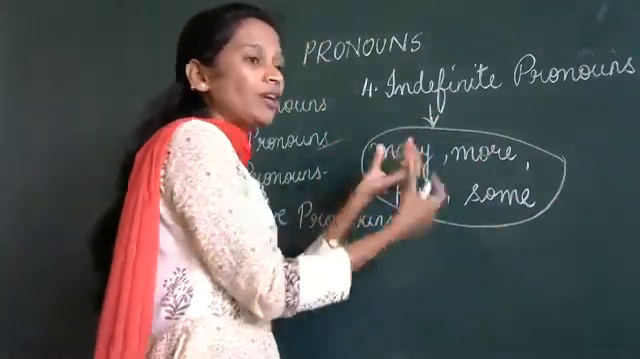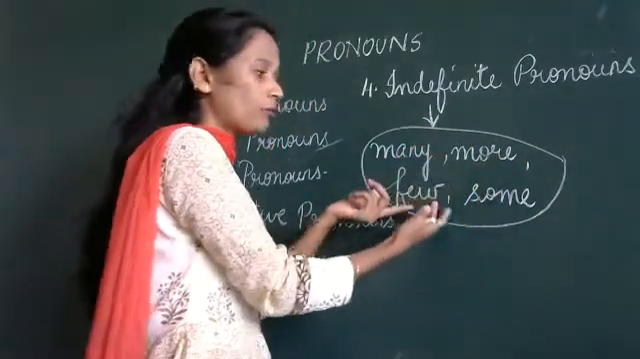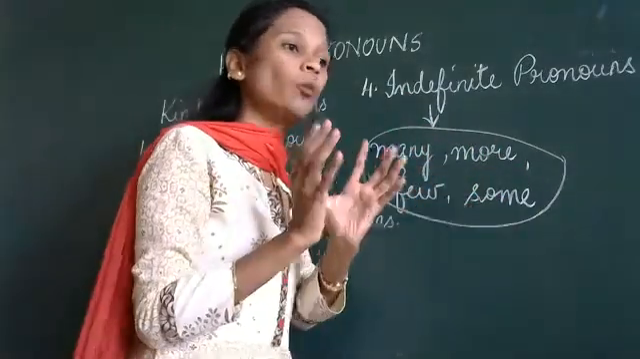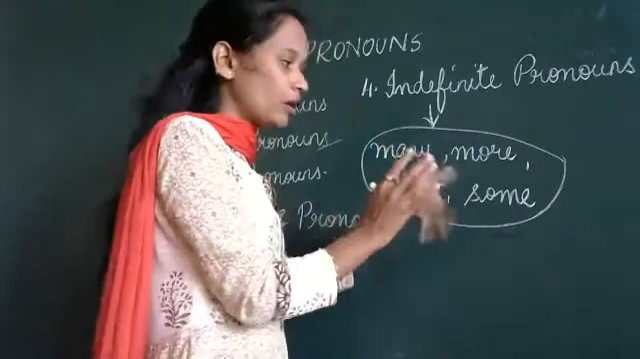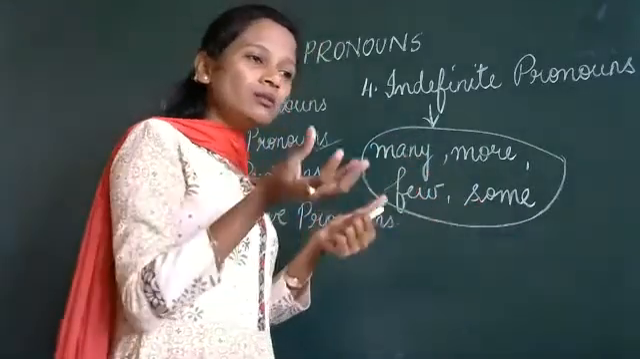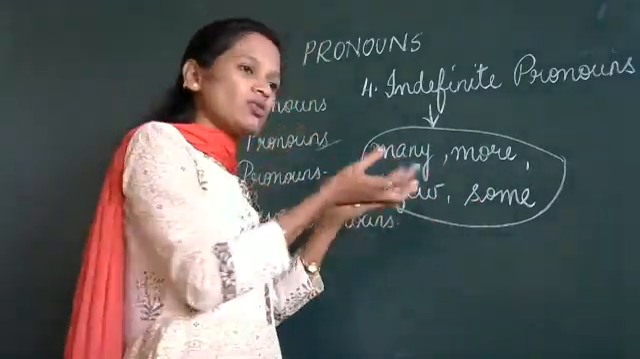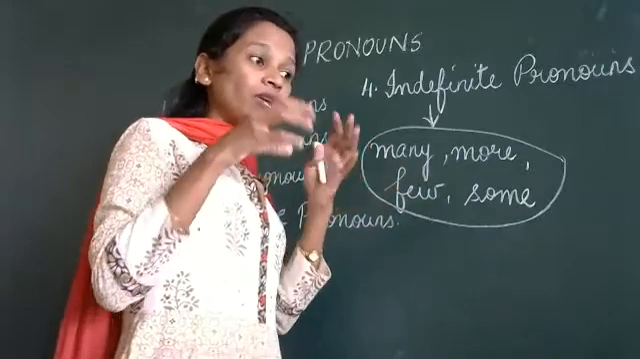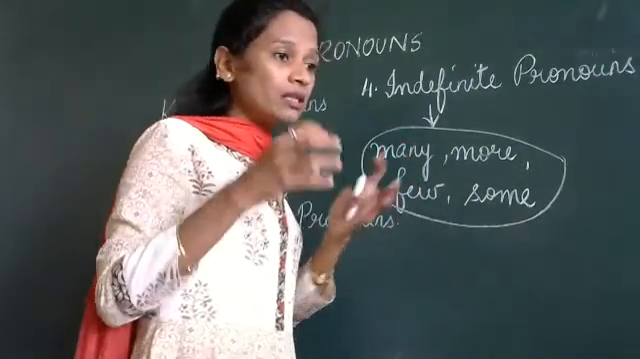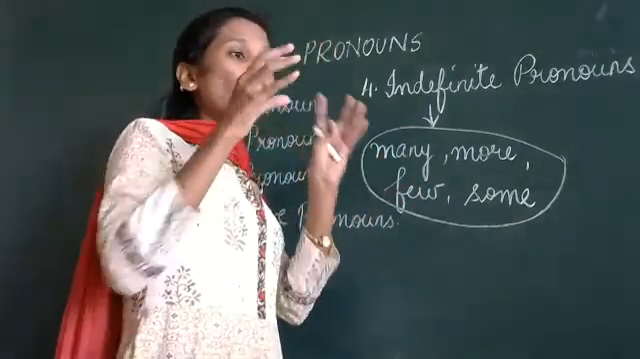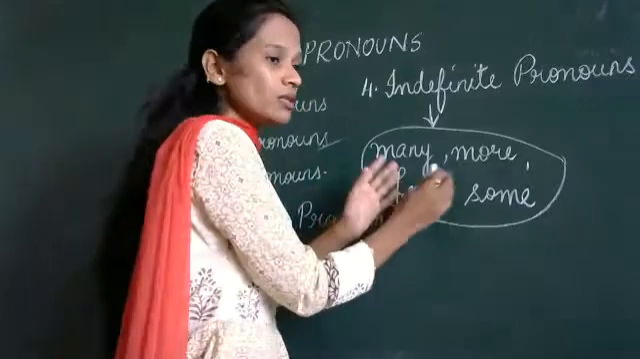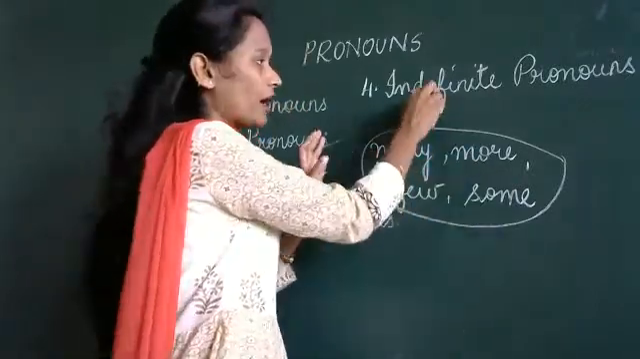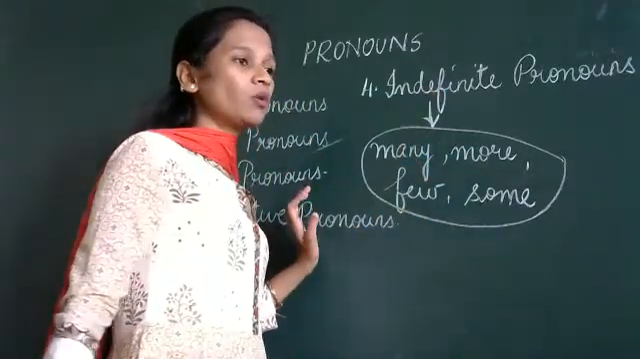That means if it is many, more, few or some, it is in a group. All these words come in a group. Some means only a few. Few also means little. When it is some or few or little, they are all in a group. So these words in a group are called indefinite pronouns.